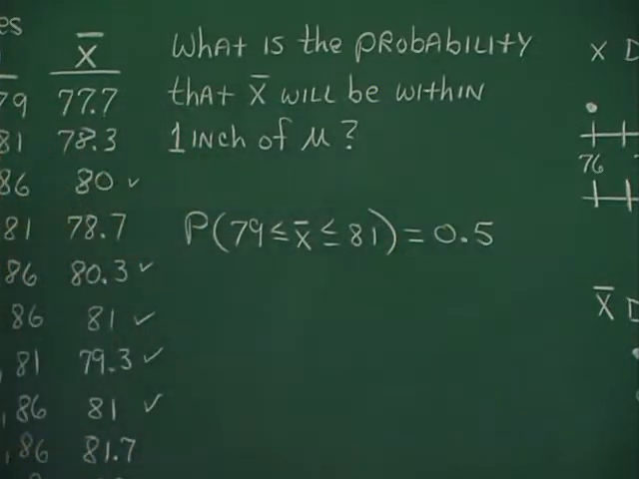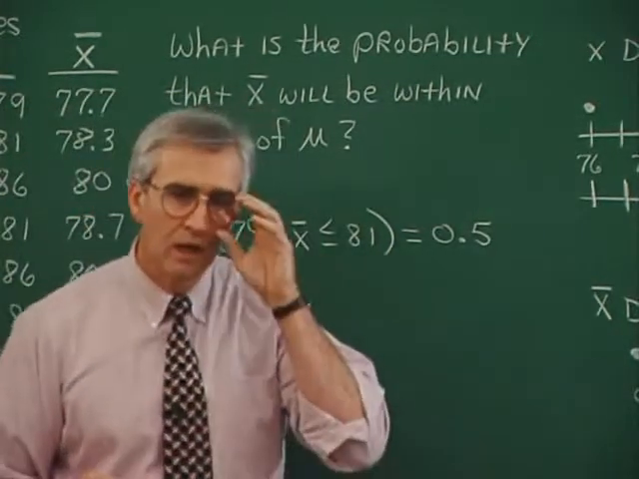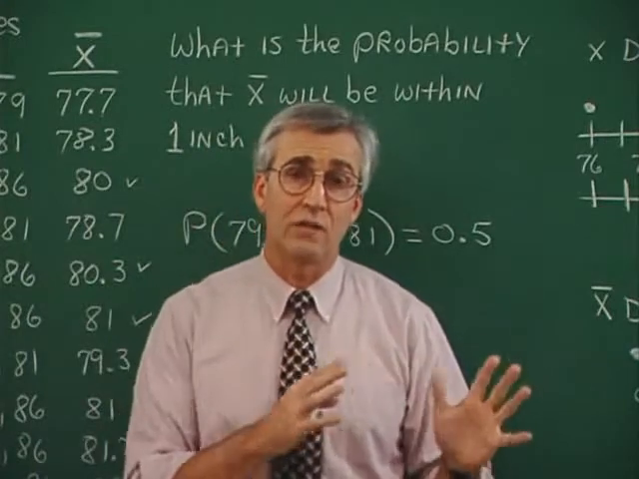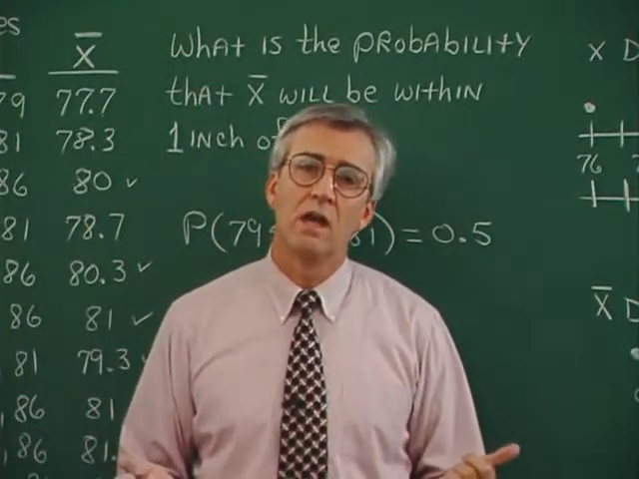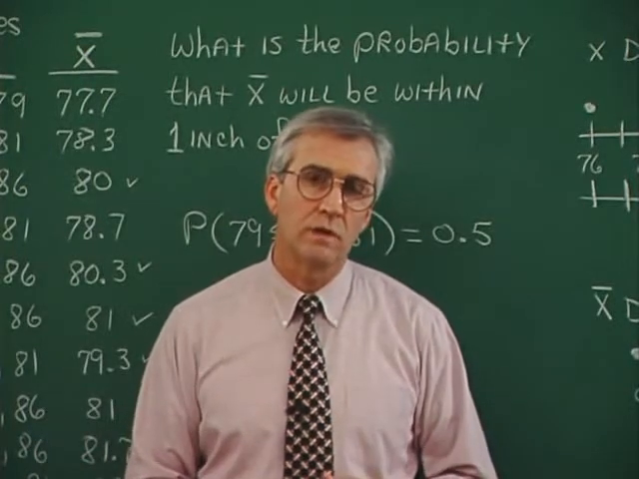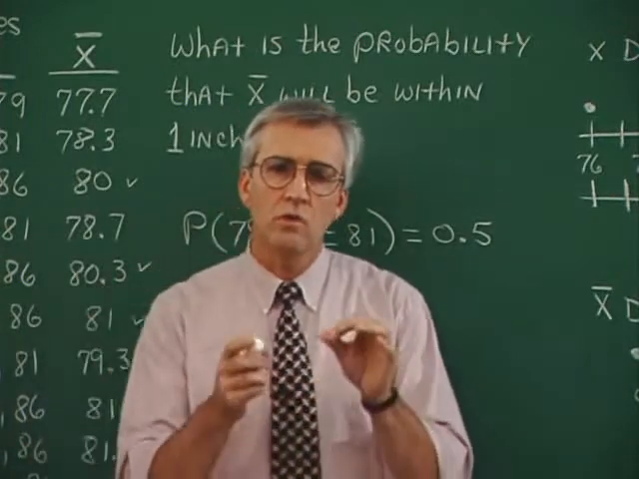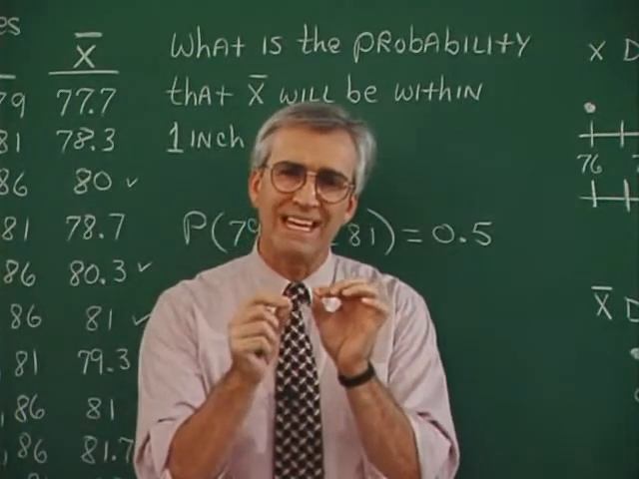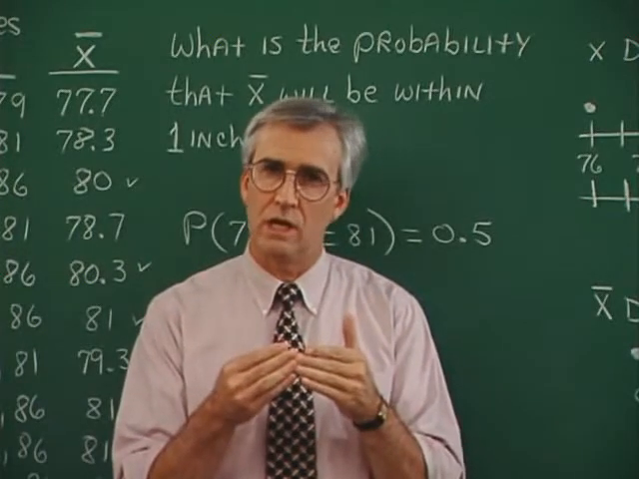All right. Now, what do you think would happen if I took samples of size 4? All of the samples of size 4. It turns out there aren't as many of those. There are only 5 of them. Would those sample means be closer to the population mean or not?